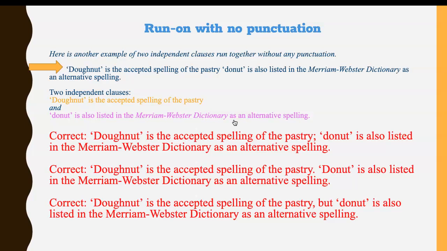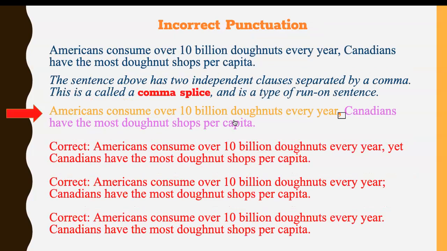Donut is the accepted spelling of the pastry, but donut is also listed in the Merriam-Webster Dictionary as an alternative spelling. So basically this is just a style. How do you like to write? What's the easiest way to do it for you? And start practicing.